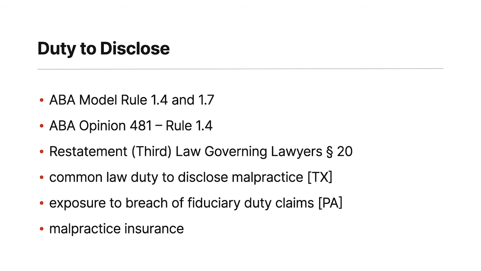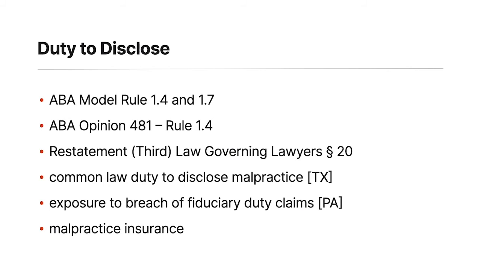ABA Opinion 481 provides that a lawyer is required to inform a client if the error is material. Now, whether the error is material, there's some wiggle room there, but generally speaking, the ethics rules do require disclosure of malpractice or potential malpractice. The Restatement Third of Lawyers also requires attorneys to disclose malpractice. And then on the flip side, the majority of jurisdictions do not require an attorney to disclose malpractice. There's a minority of jurisdictions that do, but most jurisdictions do not require disclosure.